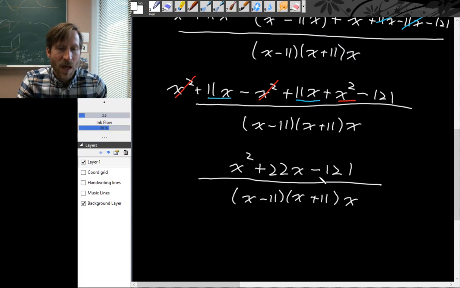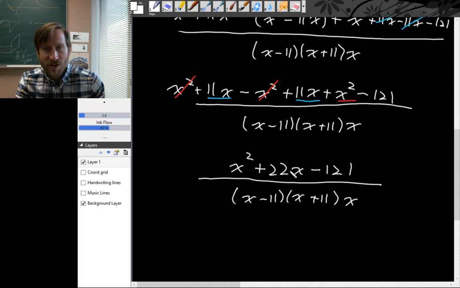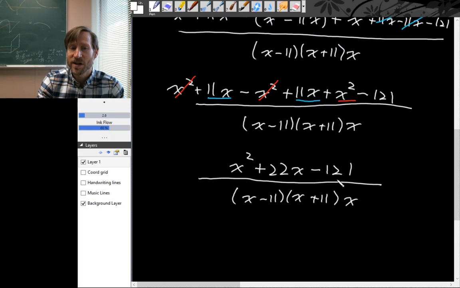All right. Now we've simplified the numerator. We should check if the numerator factors, because if it factors, we might be able to cancel one of those factors with something in the denominator. So let's go ahead and check. We need factors of negative 121 that add up to positive 22. We want the bigger factor to be positive since we end up with a positive sum here.